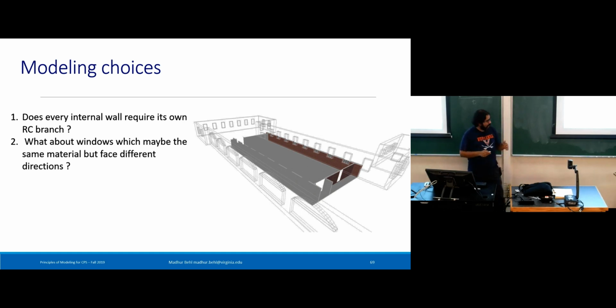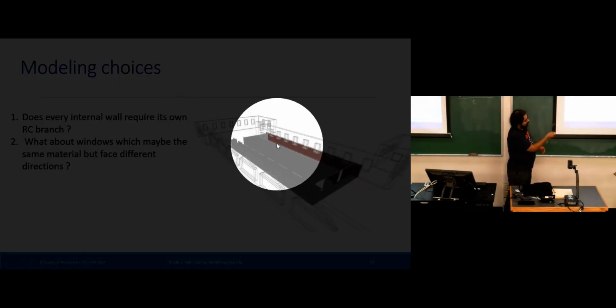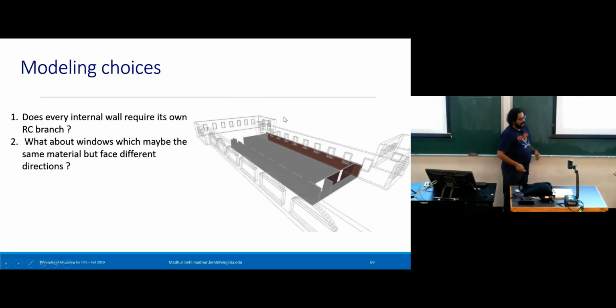So what about windows, right? There were, I think, about 8 windows or maybe even more on this external facade of the building, so this wall over here. And as I've told you before, all windows happened to be exactly the same dimension, same material, same cross-sectional area.